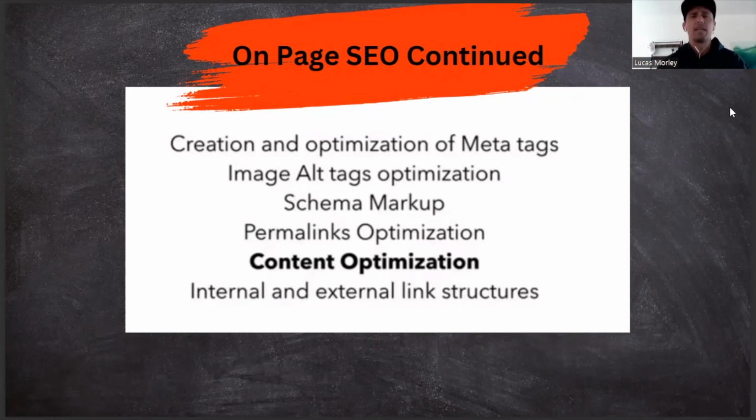Internal and external link structures. External links are going to be links from your website that are pointing to other websites. So for example, if you're talking about painting and you talk about a different paint that was only made by Sherwin-Williams, you're going to link to that page on Sherwin-Williams. So that's an external link going from your website to that website.